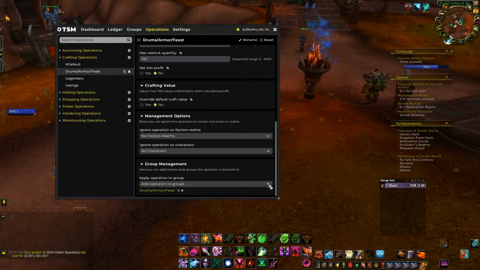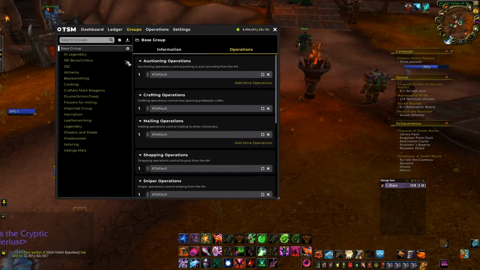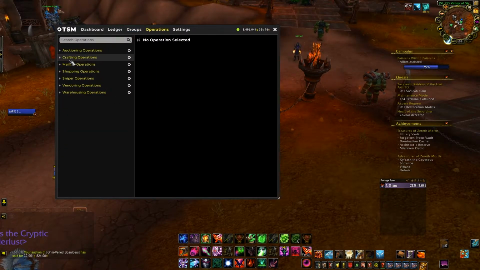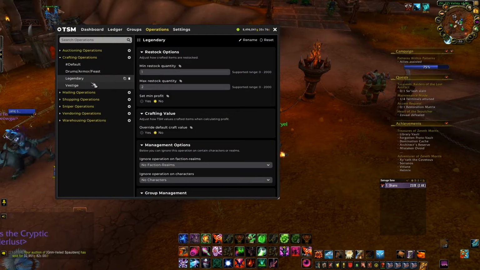So you click the button, you could select the group. We went over in the group section how to move. You can also go over to a group and select the operations and then override it if you want. All right, so that's for the Drums of the Feast. And then you can also see the legendaries.